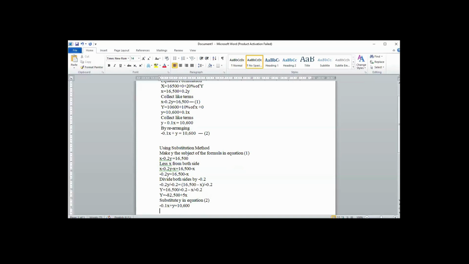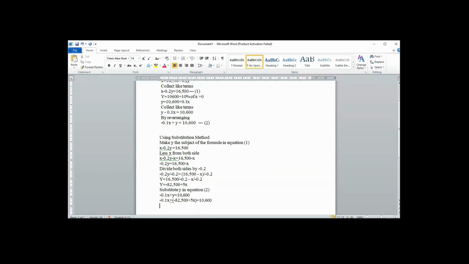Then we have minus 0.1x plus, open a bracket, 82,500 plus 5x, close the bracket, is equal to 10,600. Then we move to the next level.